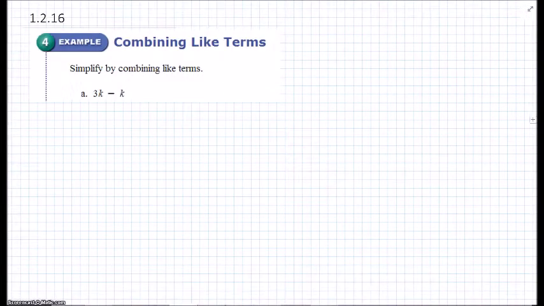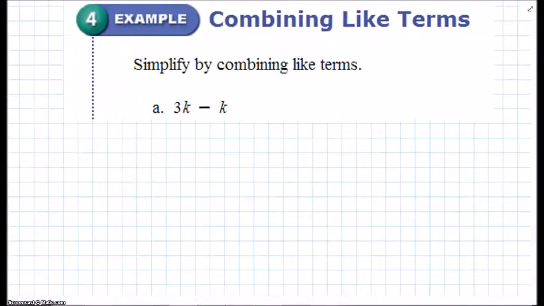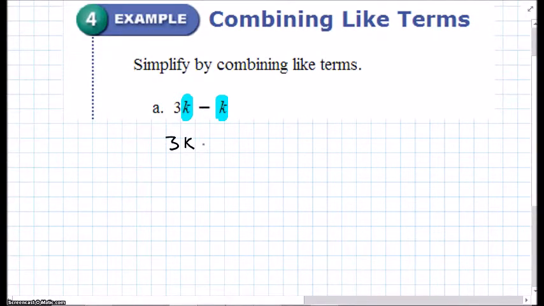All right, combining like terms. Looking at our example, easy stuff here. The k's are the same. If you need to, you could draw it this way: 3k minus 1k, because remember, there's always a coefficient of 1. So combine like terms, and 3k minus 1k would be 2k.